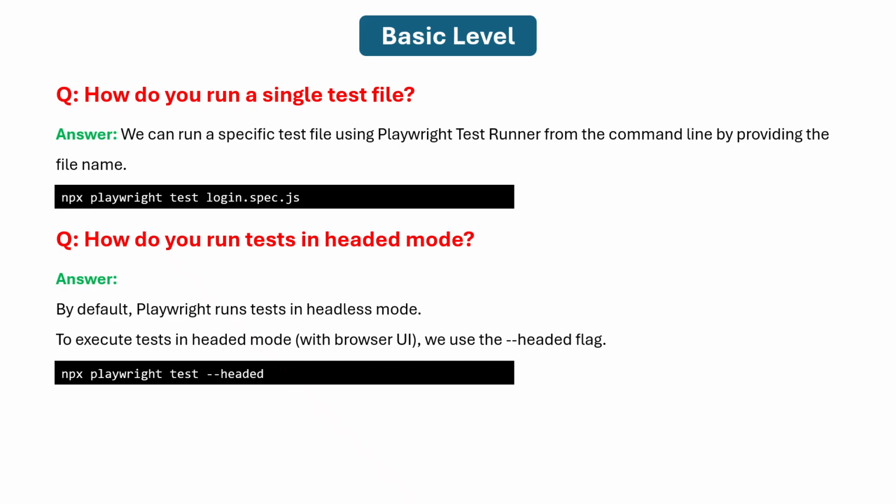How do you run a single test file? We can run a specific test file using Playwright Test Runner from the command line by providing the file name: npx playwright test login.spec.js. How do you run tests in headed mode? By default, Playwright runs tests in headless mode. To execute tests in headed mode, we use the headed flag.